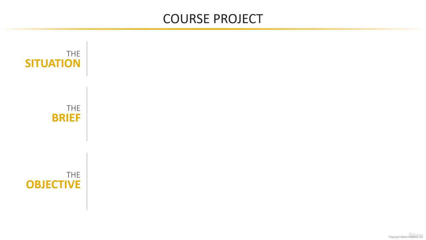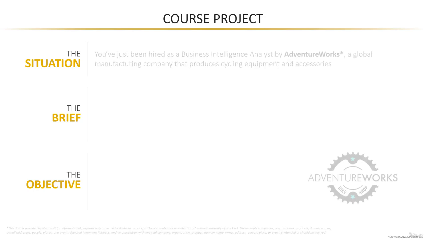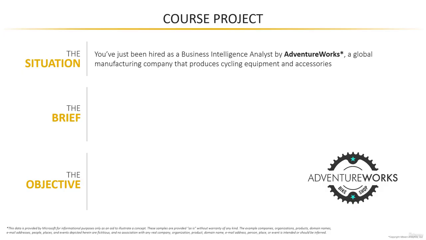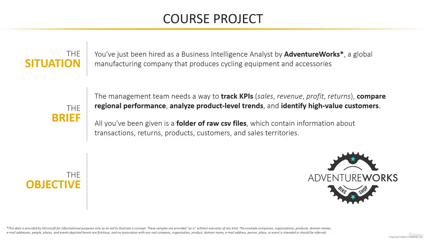All right, get excited because it's time to finally introduce our course project. So here's the situation. You've just been hired as a business intelligence analyst by AdventureWorks, a fictional global manufacturing company that produces cycling equipment and accessories. And your role is to help the management team track their KPIs, things like sales, revenue, profit, and returns, compare performance across regions, analyze product level trends, and identify high value customers.